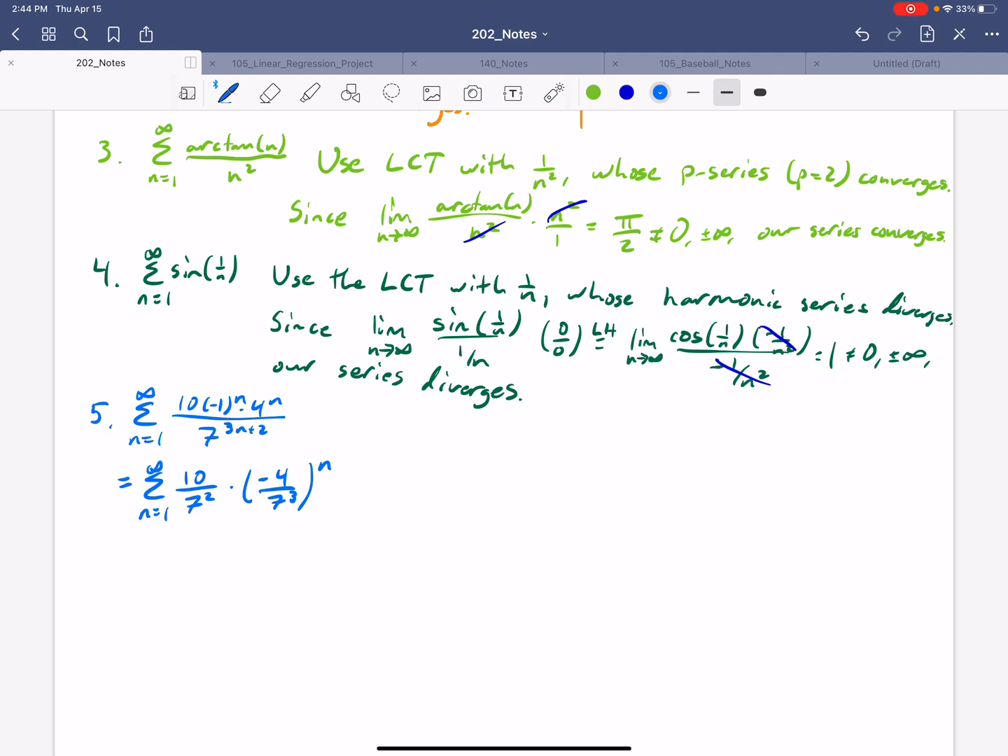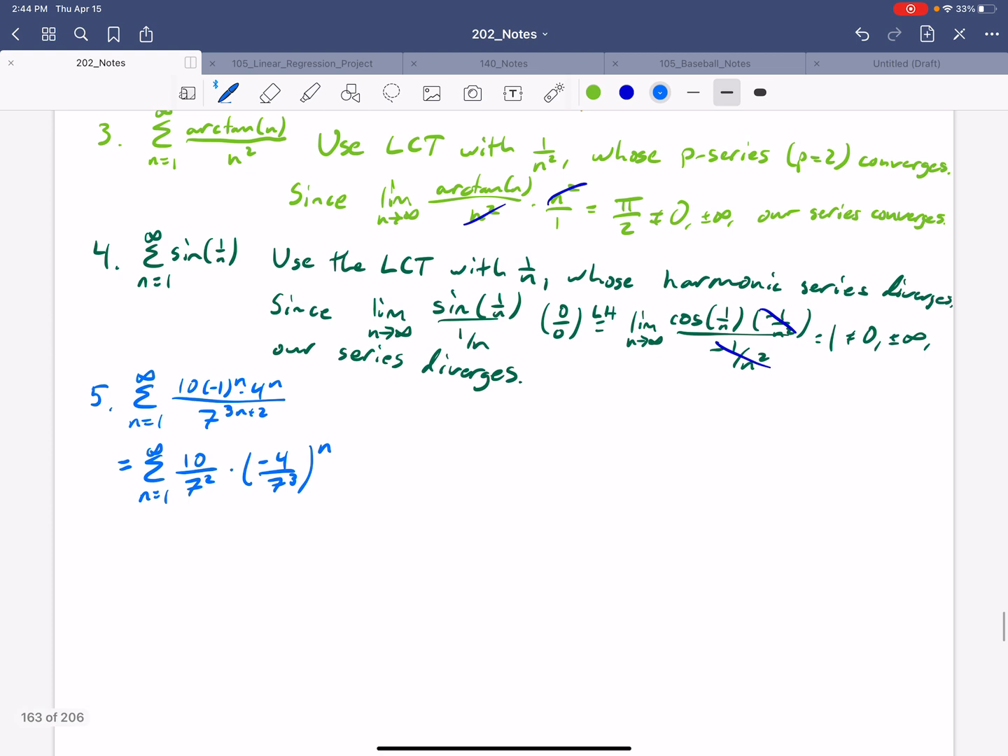And actually, even that's not really ideal. I have a ton of space here. Right, because this is going to equal, I'll just do it over here. This is going to equal the sum from 1 to infinity of, actually, it's going to be negative 40 over 7 cubed times negative 4 over 7.